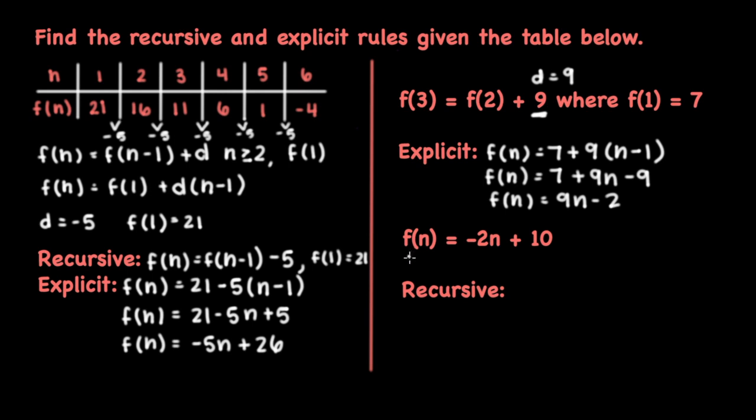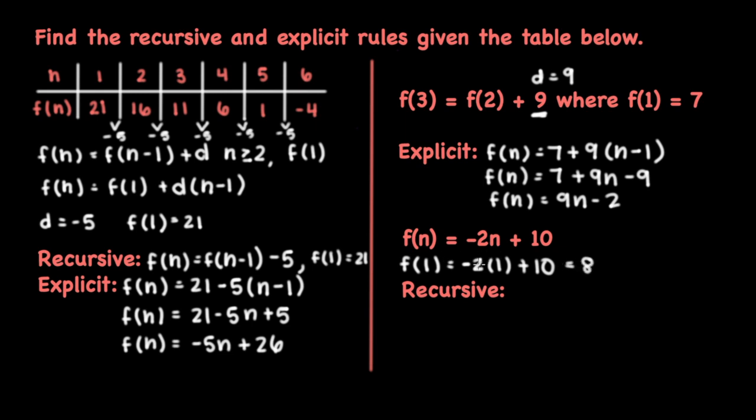Now on the flip side, here we are given our explicit rule, f of n is equal to negative 2n plus 10. So that's our simplified version of the explicit rule, and we need to find the recursive rule. And to find the recursive rule, once again, we're going to need our first term, and we're also going to need the common difference. And we can simply plug in 1 for n to find our first term. So if we do that, f of 1 is going to be equal to negative 2 times 1 plus 10, which is negative 2 plus 10, or 8. So f of 1 is equal to 8.